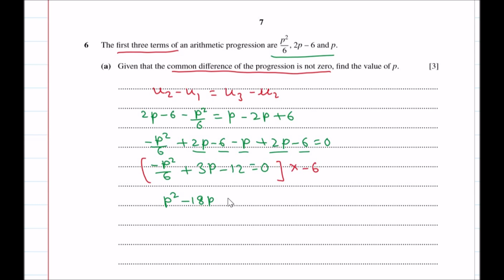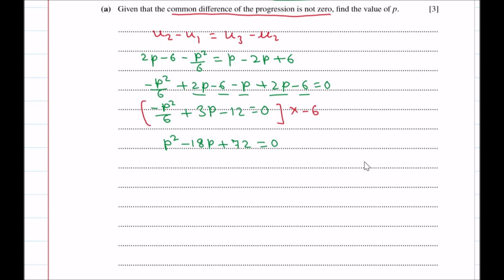Minus 12 into minus 6, that is plus 72. That is equal to 0. Now we have a quadratic in p. So from here we can find the value of p by solving it. We can solve by factorization method, or we can solve by quadratic formula. Whichever method you are comfortable with, you can do. I'll be doing here the method of factorization.